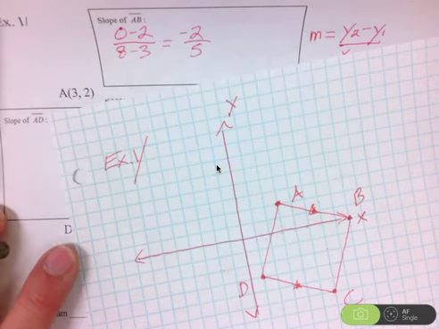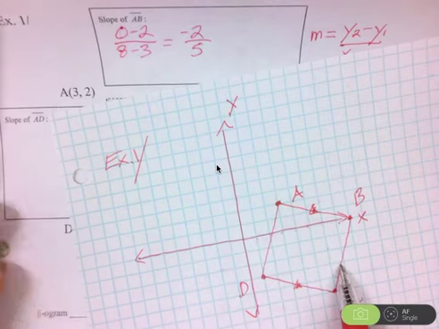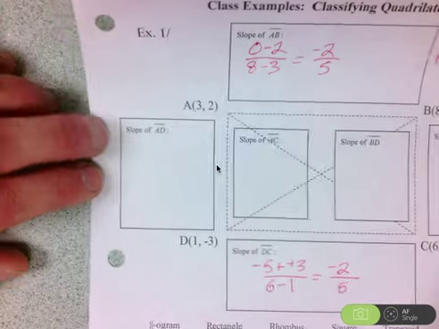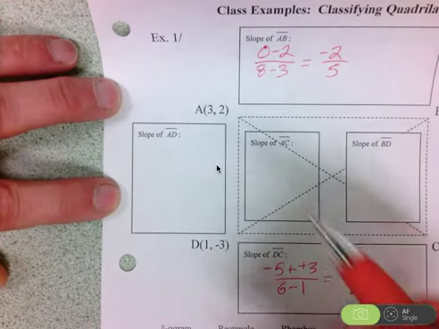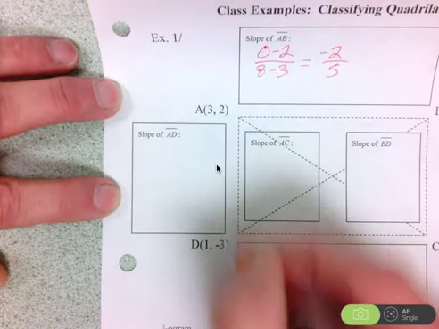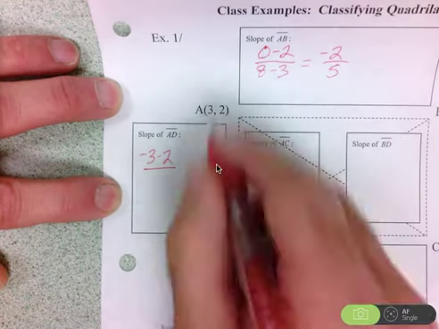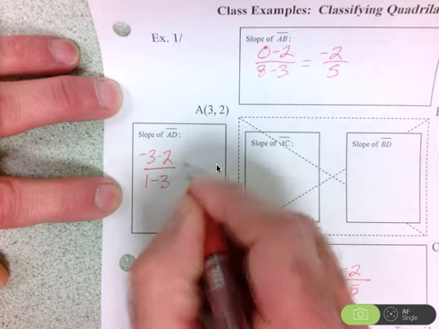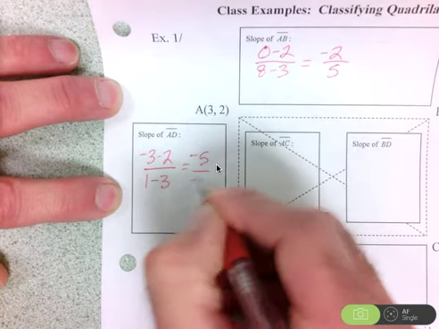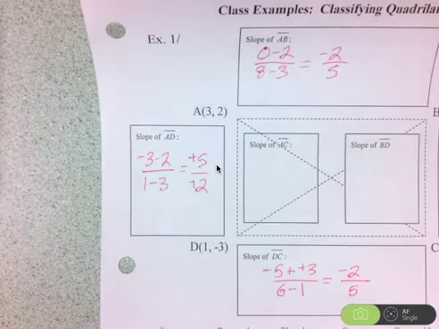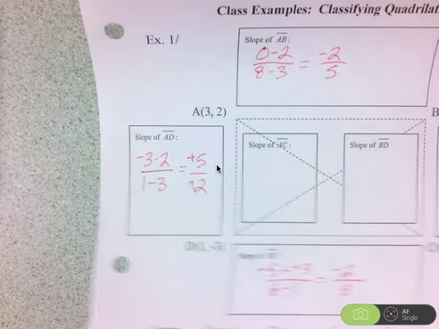That's what we've shown. Let's see then if the other two sides, the AD and the BC, let's see if those are parallel. So to find the slope of AD, same process. The difference in the y's, negative 3 minus 2. Difference in the x's, 1 minus 3. That's negative 5 over negative 2. So I can cancel my negatives there. I have a positive 5 over 2 for the slope of AD.